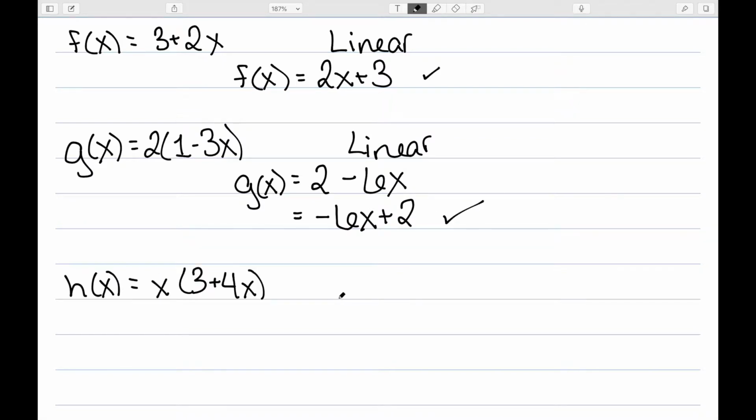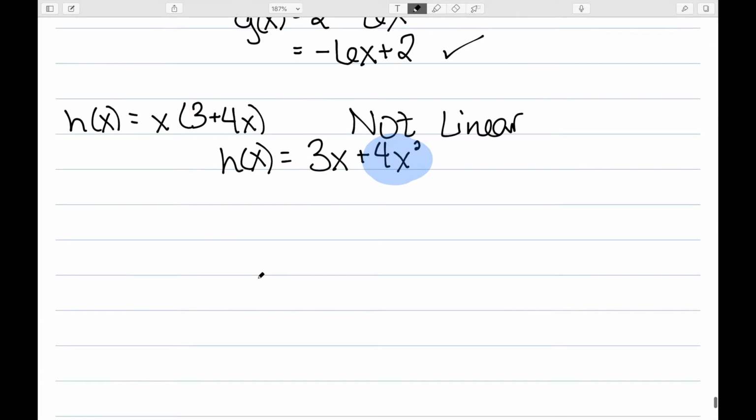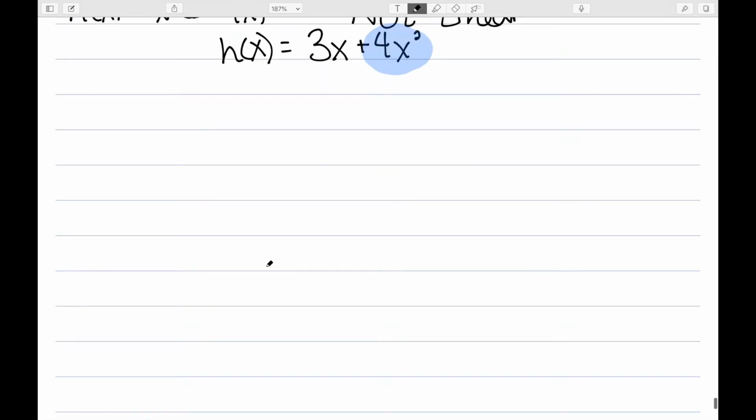If I have something like h of x is equal to x times (3 plus 4x), this would not be linear. If I try to distribute this, I would have 3x plus 4x squared. However, this x squared term would cause a problem. That causes it to no longer be linear. Instead, it's quadratic. Let's look at one more of these.